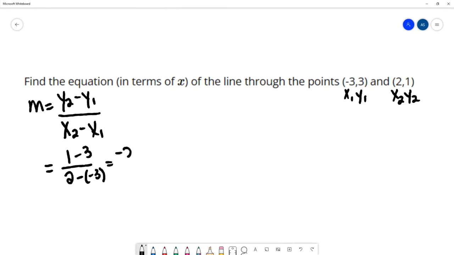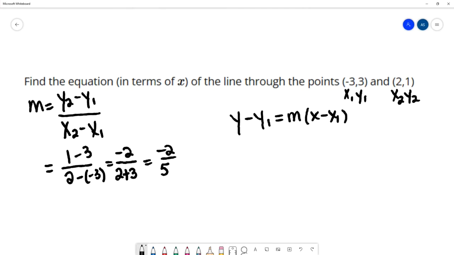1 minus 3 is -2. 2 minus -3 is 2 plus 3. That gives -2 over 5. So we have a slope of -2 over 5. And now we'll use our point-slope form, y minus y1 equals m times x minus x1. And we'll substitute in, that's y minus 3 equals -2/5 times x minus -3.